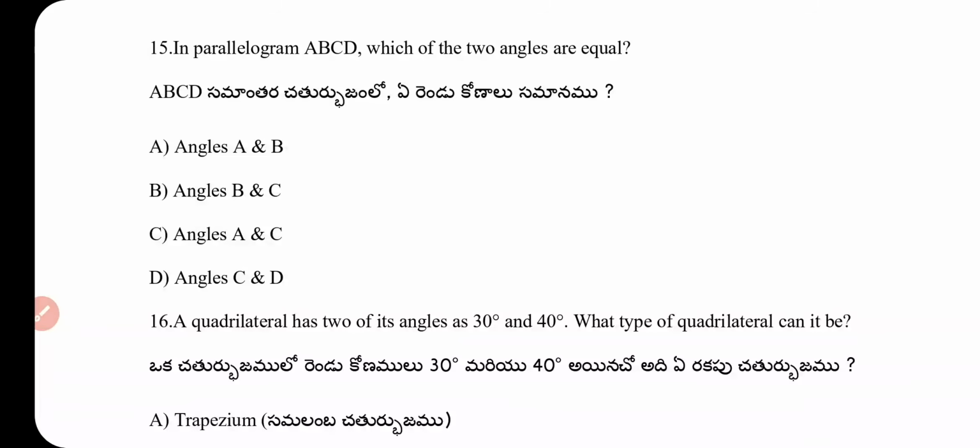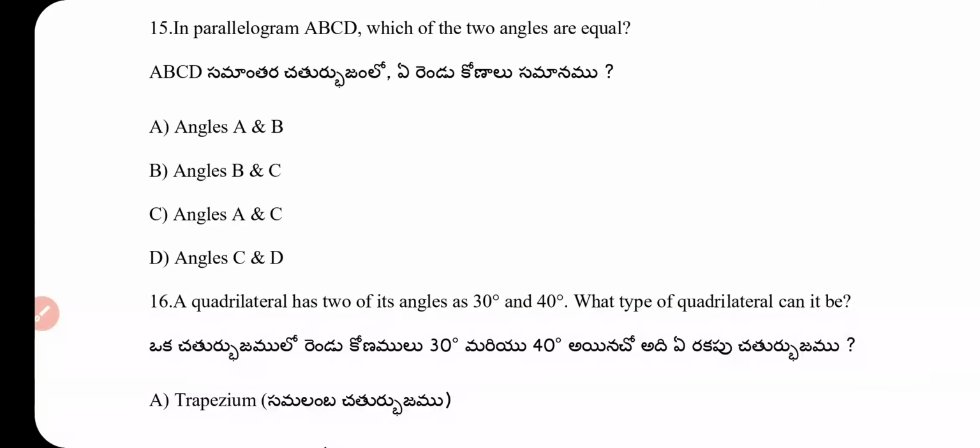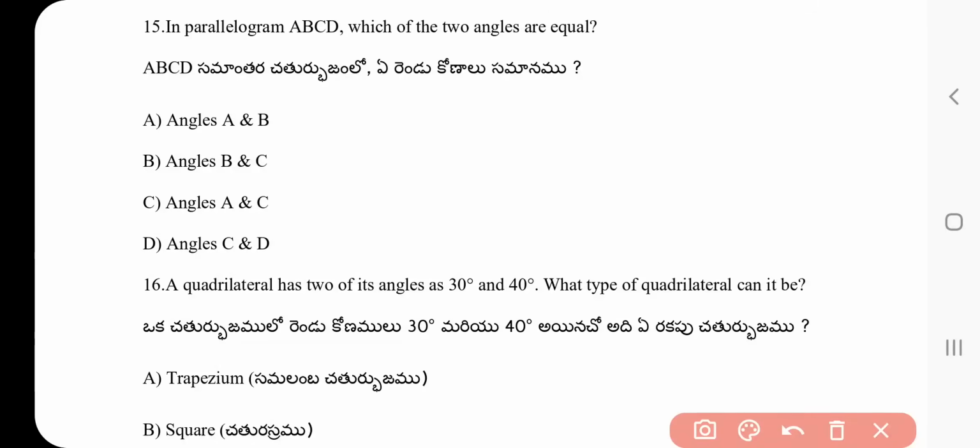In parallelogram ABCD, which two sides are equal? Which two sides are equal? Option C. Angle A and angle C are equal.